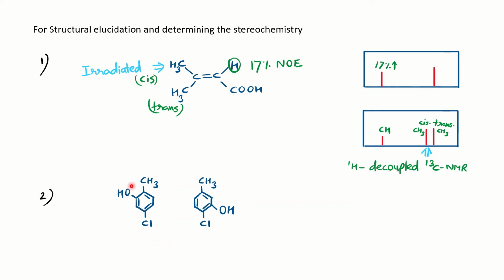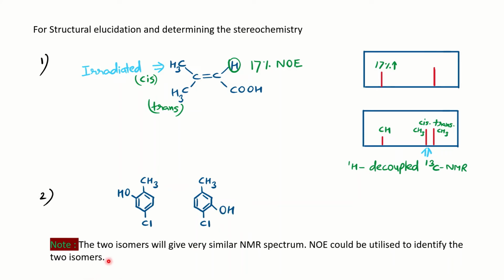How? If you irradiate, let's say, the OH proton, then it is definitely going to show some enhancement in the signal of CH3. While in the other isomer, the OH is meta to the methyl group, so you may not see the same enhancement, or maybe very little or no enhancement in the NOE for this particular isomer. Then you can assign the correct stereochemistry, structure or configuration of the molecule, whether the spectrum belongs to the ortho disubstituted or the meta disubstituted one. In this way, NOE is going to help you assign the correct stereochemistry of the molecule.